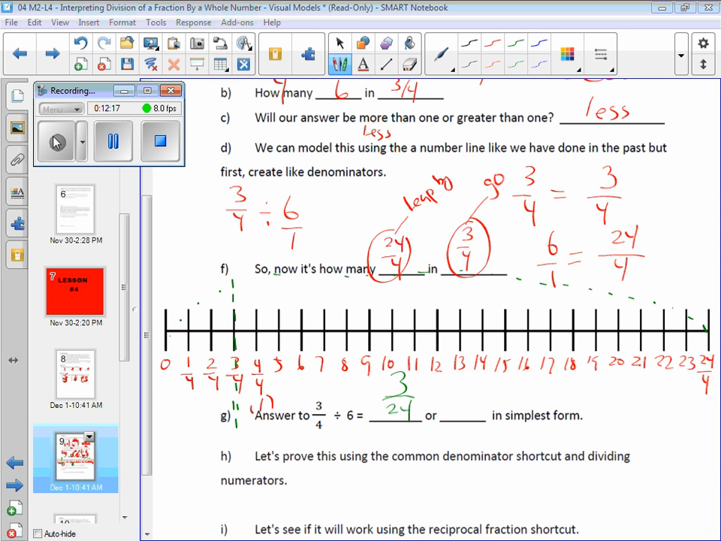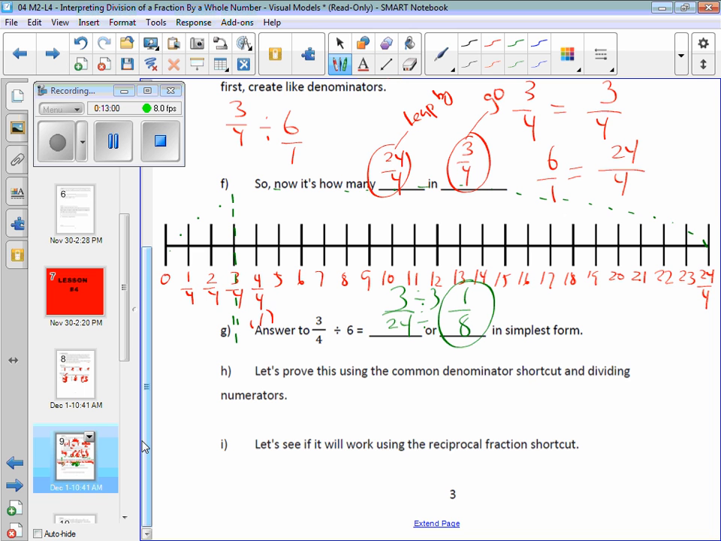Now, I do want to reduce it, because there's a number that will go in the bold that will allow me to simplify this. Do you remember? Got it. Final answer on? Okay. A lot of steps here to model it. I will admit that. But it does help you to see that we don't have a full leap. It's got to be less than one. Two different shortcuts. I'll do it with common denominators, and then we'll do it with reciprocal fractions.